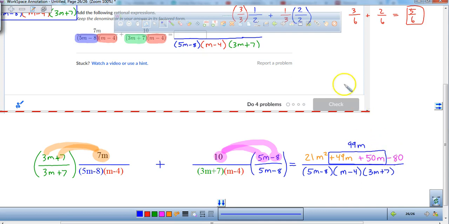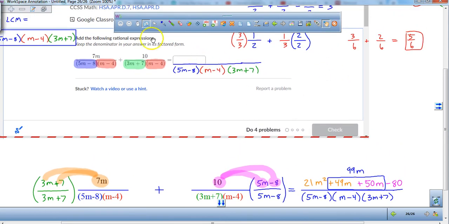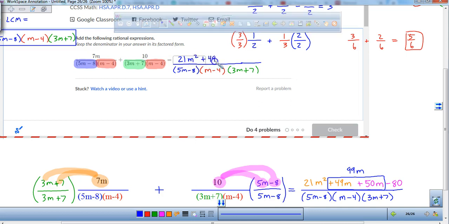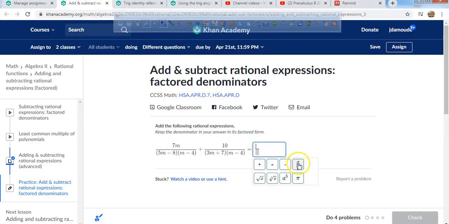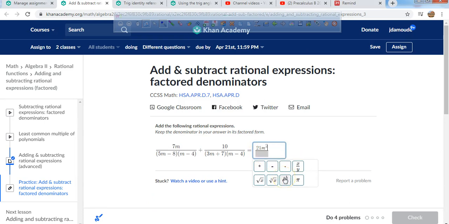So, what am I going to type in for my final answer? My final answer is going to be this really long trinomial, 21m squared plus 49m, not 49m, change that, 99m, minus 80. I'm going to type that nice and neat into the Khan Academy. So head over here, I'm going to make a little fraction, 21m squared plus 99m minus 80.